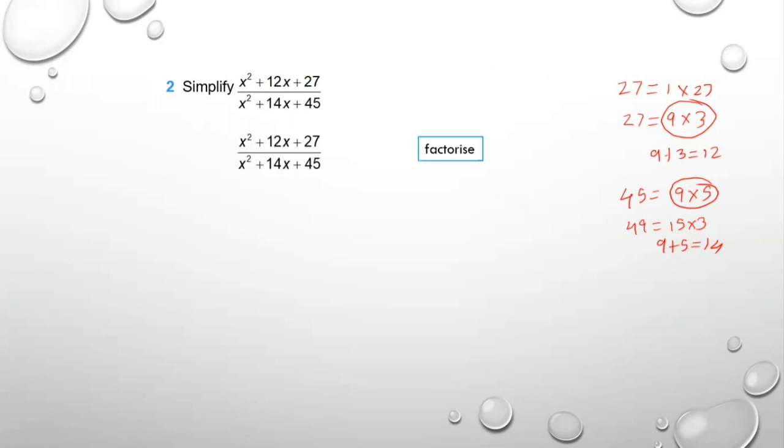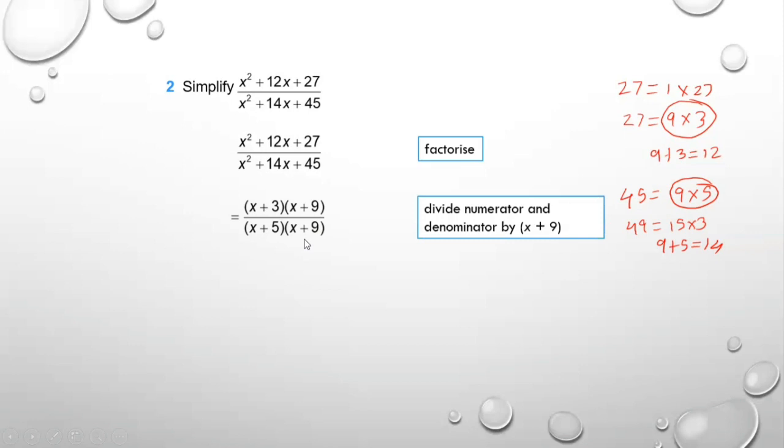So this is how we get the factors. When we factorize, x plus 3 into x plus 9 are the factors of the numerator, x plus 5 into x plus 9 are the factors of the denominator, and then we simplify. So we can see that x plus 9 and x plus 9 can be cancelled when we divide both of them by x plus 9, and we get x plus 3 upon x plus 5.